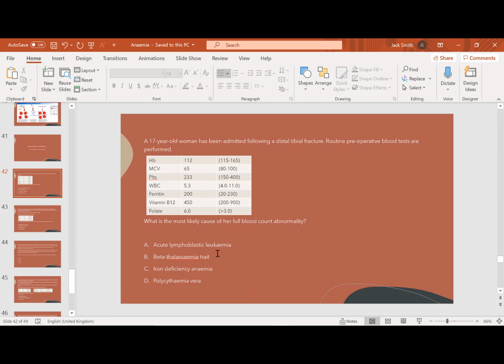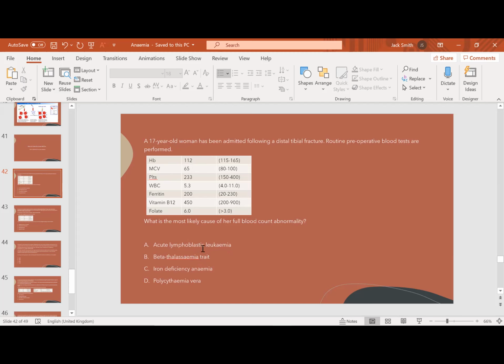thalassemia. So what this lady's got is a mild form of thalassemia. She's got one aberrant chain that's resulted in an MCV that's quite small, but her hemoglobin is pretty good. The classic thing with thalassemia trait is an MCV that is disproportionately low for the hemoglobin count, and that's basically the clincher for this question. That's the teaching point that I'm trying to get across here.